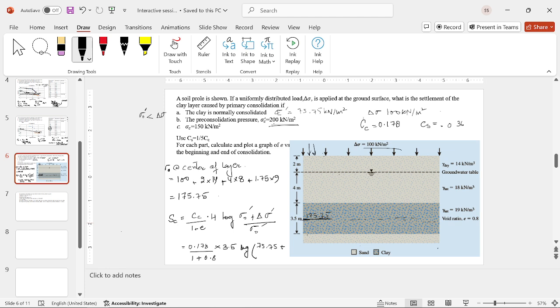75.75 plus 100 over 75.75. So what I was saying was that in this scenario, we will take the value of Cc. Why? Because this is normally consolidated, because delta sigma is greater than sigma naught. This comes out to be 126 mm.